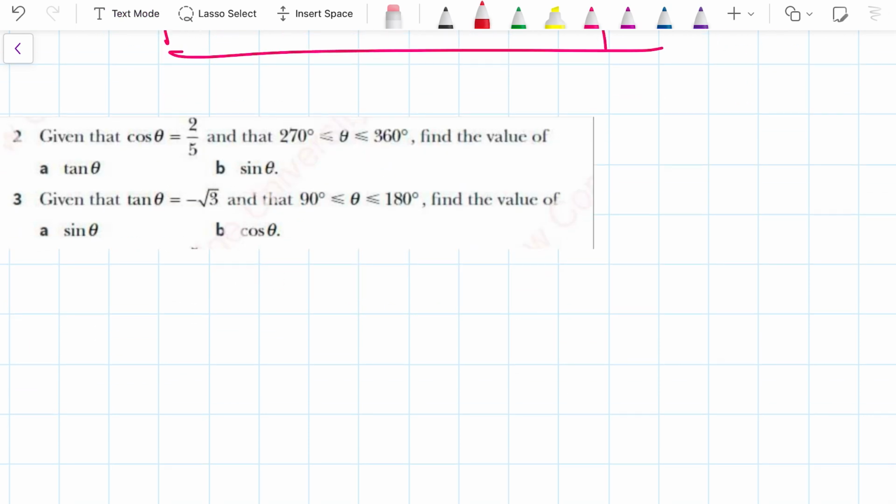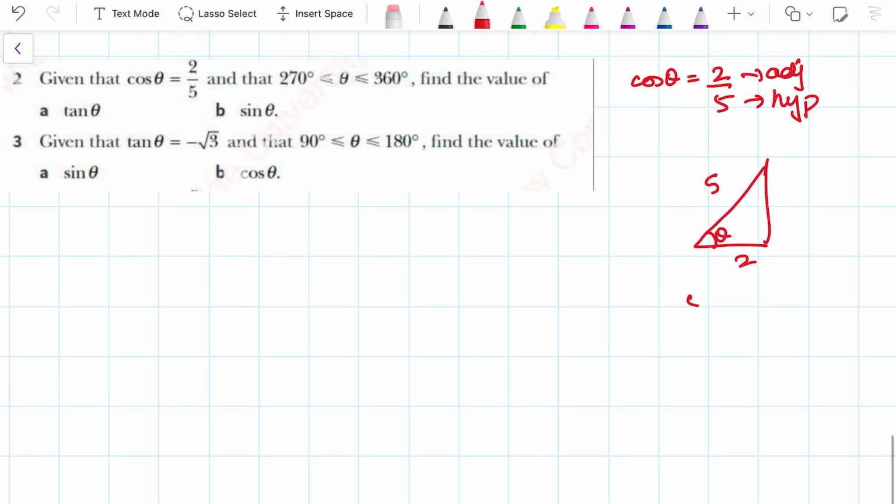Alright, a couple more practice questions. Given that cos theta is equal to 2 upon 5. So cos theta is 2 upon 5, meaning this is adjacent and this is hypotenuse. Draw it, 2 and 5. So 5 square minus 2 square, 25 minus 4 is 21. So this is under root 21.